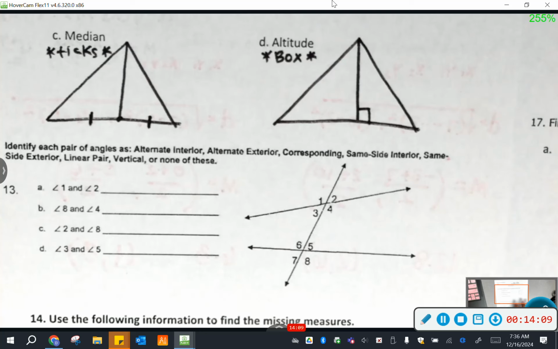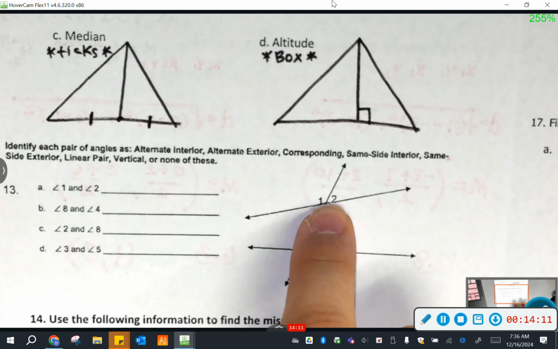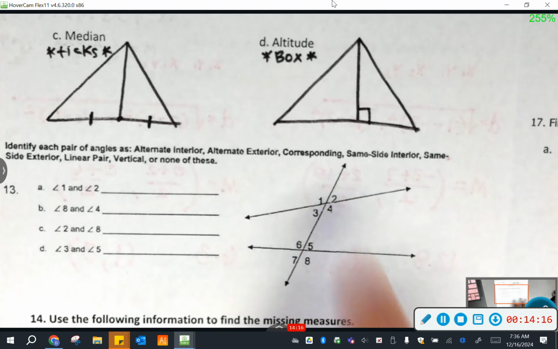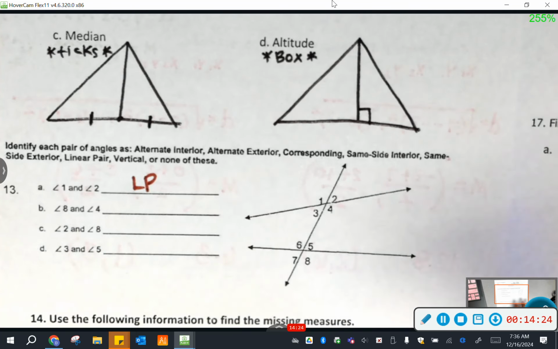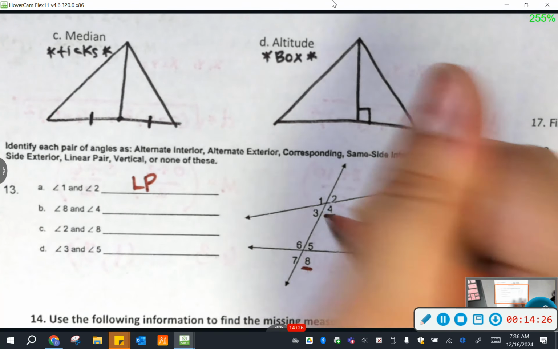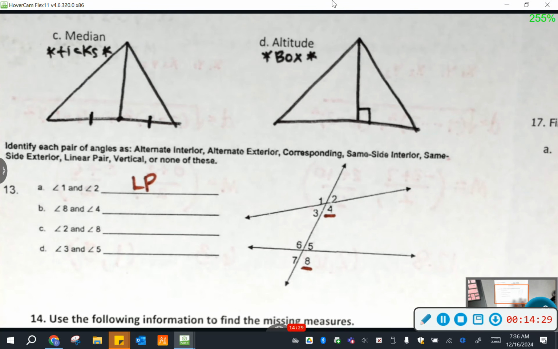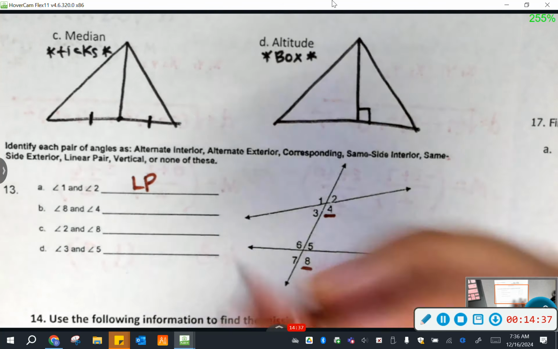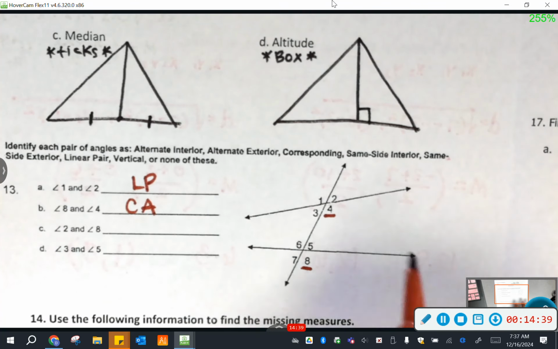All right, we just kind of went over this, but what is 1 and 2? 1 and 2 are right next to each other. What do we call that? A linear pair. When they're right next to each other, it's a linear pair. 8 and 4. 8 and 4 are what? Same side or different sides? Same. Inside or outside? One of each. So what is that called? Corresponding angles. Corresponding angles are when they're on the same side, one inside, one outside.